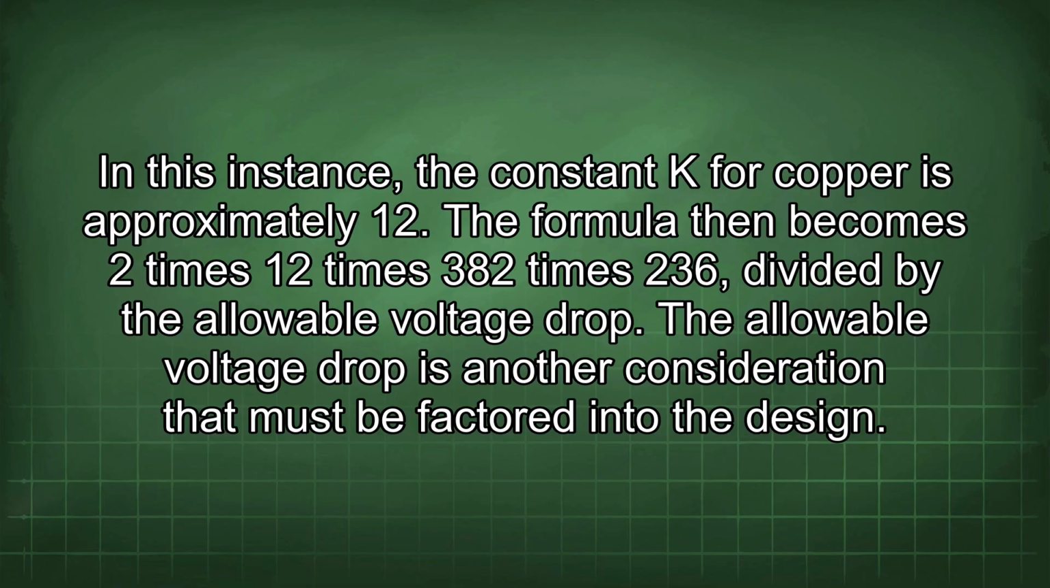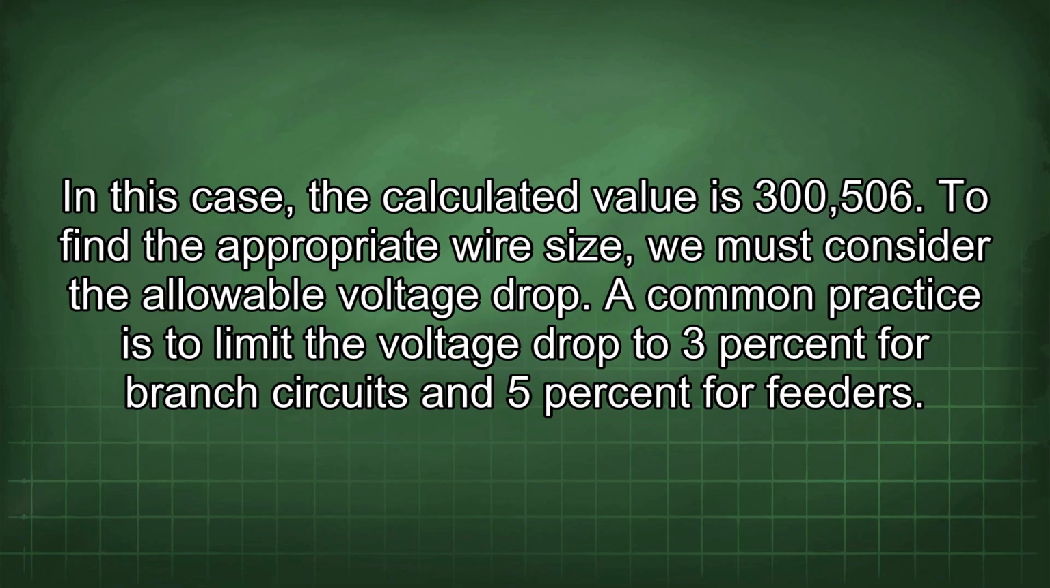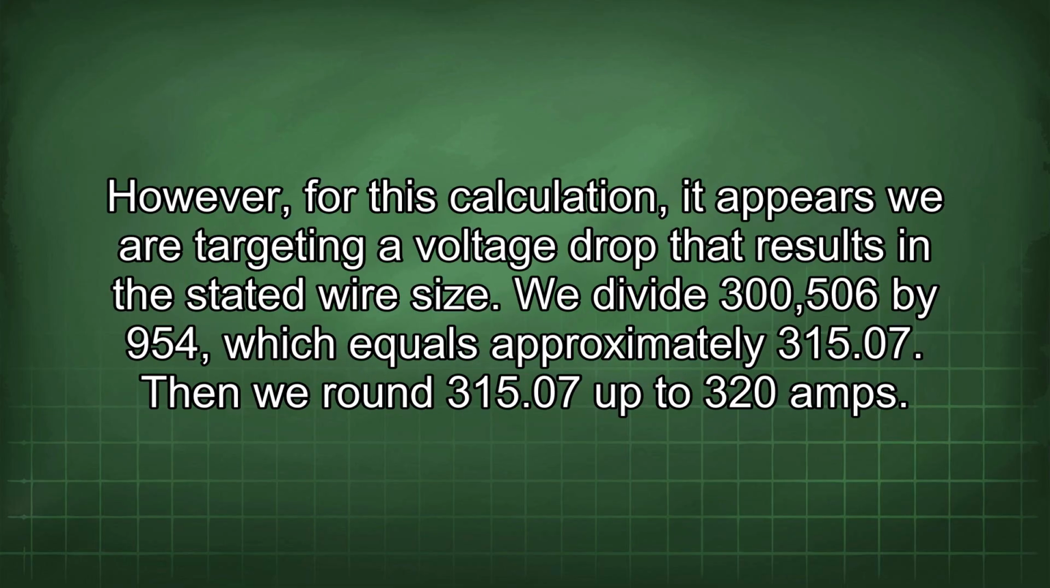The allowable voltage drop is another consideration that must be factored into the design. In this case, the calculated value is 300,506. To find the appropriate wire size, we must consider the allowable voltage drop. A common practice is to limit the voltage drop to 3% for branch circuits and 5% for feeders. However, for this calculation, it appears we are targeting a voltage drop that results in the stated wire size.